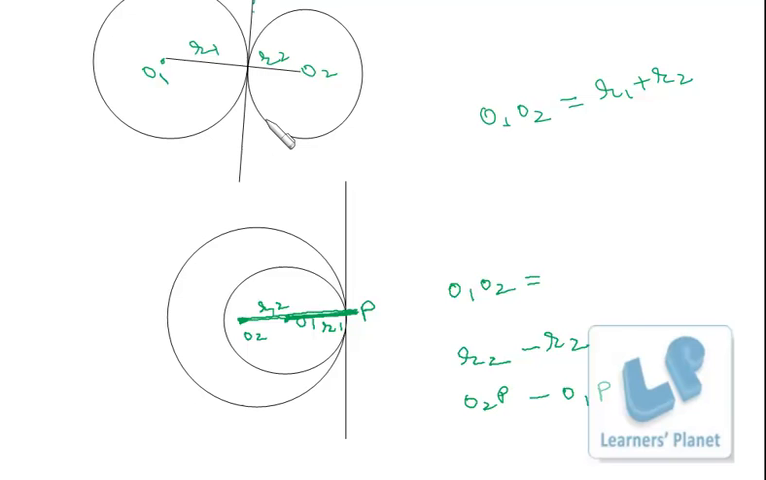So in case the circles touch each other externally, the distance between their centers will be the sum of their radii, and in case they touch internally, the distance between their centers will be the difference between their radii, R2 minus R1. Here it is R1 plus R2, here it is R2 minus R1, where R2 is the radius of the bigger circle. Here this is the common tangent, here this is the common tangent. I hope you are getting my point.